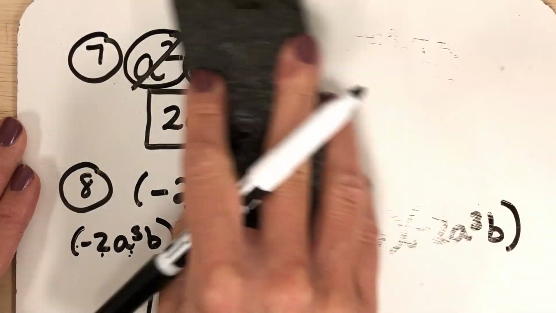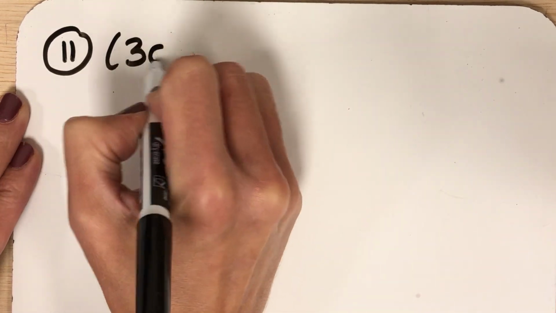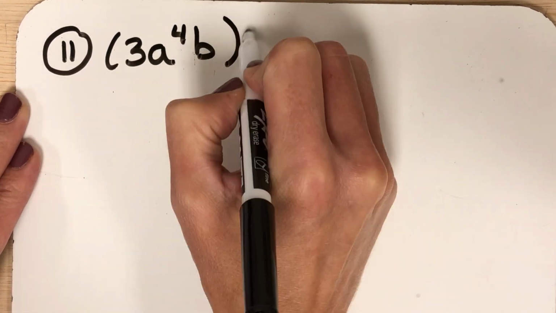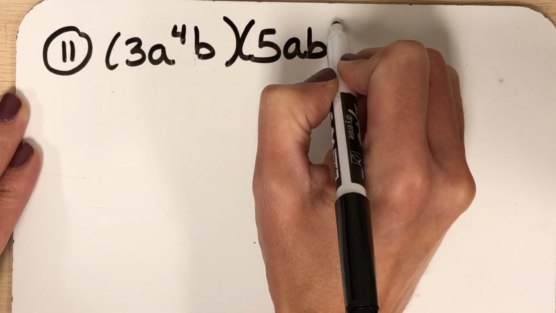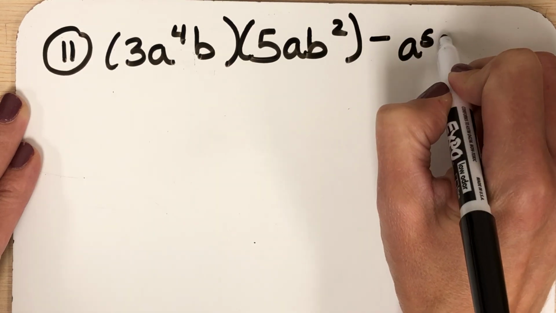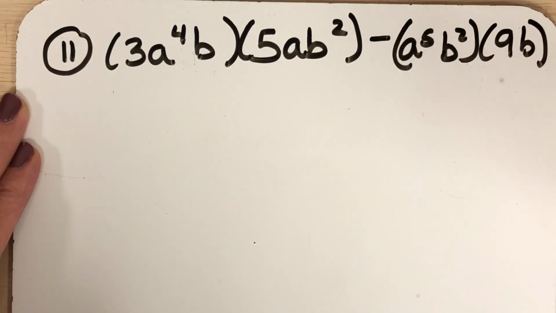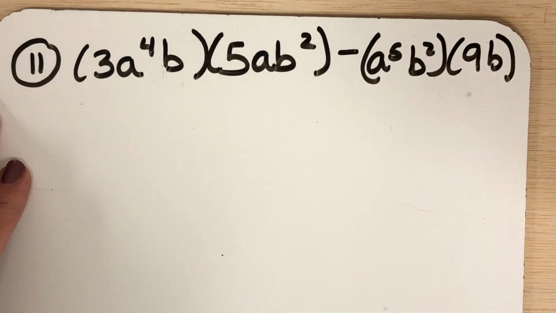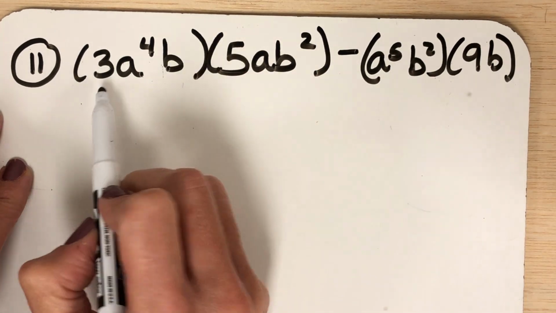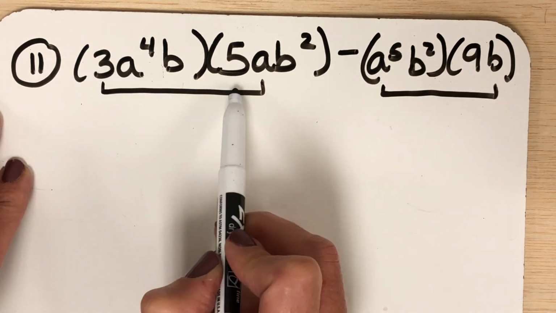And let's go ahead and do number 11, where we have a bit of multiplication and subtraction all in one problem. Okay, we have 3a to the fourth b times 5ab squared minus, I'm going to have to write smaller, a to the fourth b squared times 9b. Okay. Well, I'm getting messy. That annoys me. All right, in this case, I'm going to have to figure out this term and this term separately. So let's do the first term.